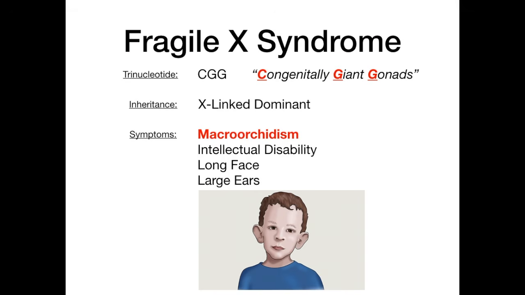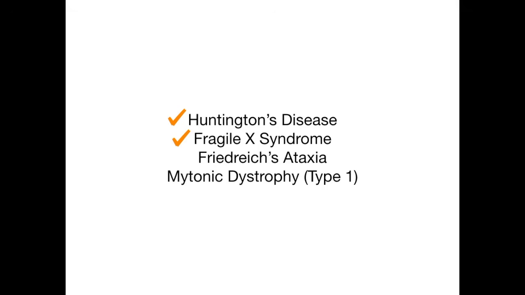That will tell you that the predominant symptom in Fragile X syndrome will be macroorchidism, but also don't forget the long face and the long ears. And that's it. Fragile X, pretty simple. That's all I need you to know. Let's talk next about Friedreich's ataxia.